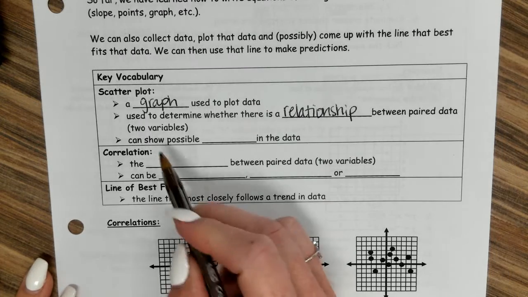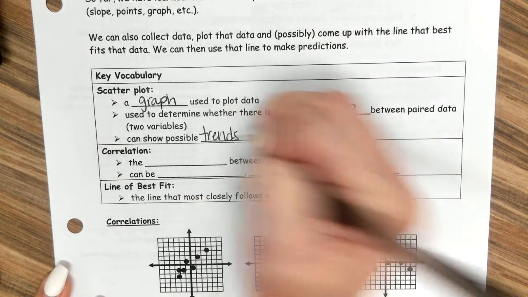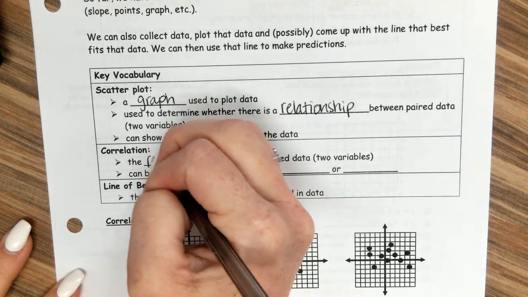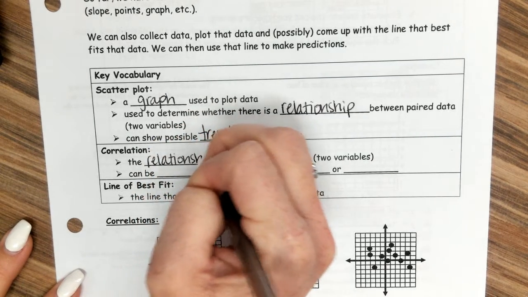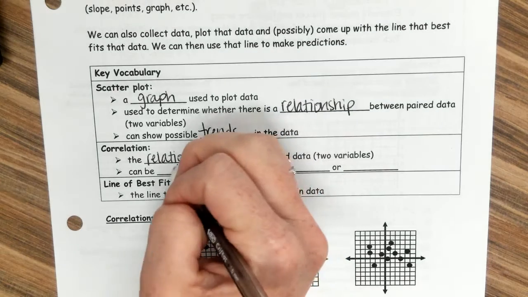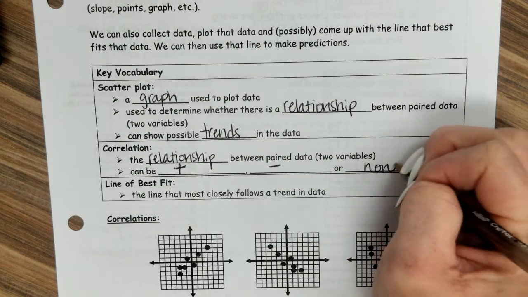It can show possible trends in the data. So that's what you're looking for in scatter plots. Is this data even related? And if so, what kind of trend is it showing? All right, correlation is the relationship between paired data. So correlation can be positive, negative, or none. If y'all don't want to write it, just write the signs. It can be positive, negative, or none.